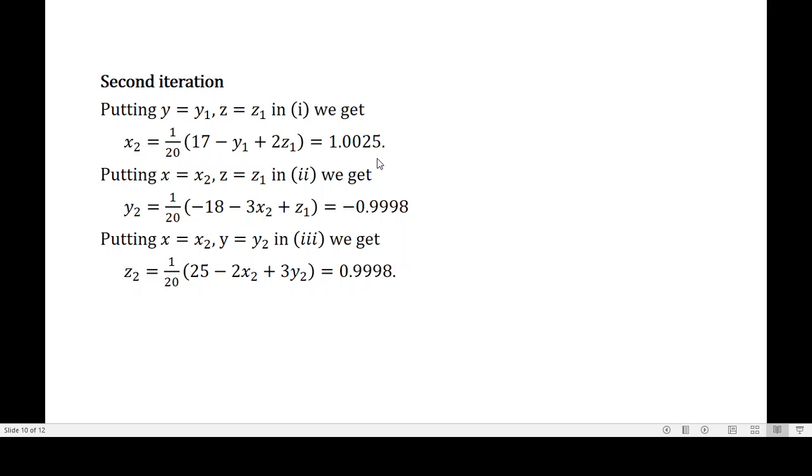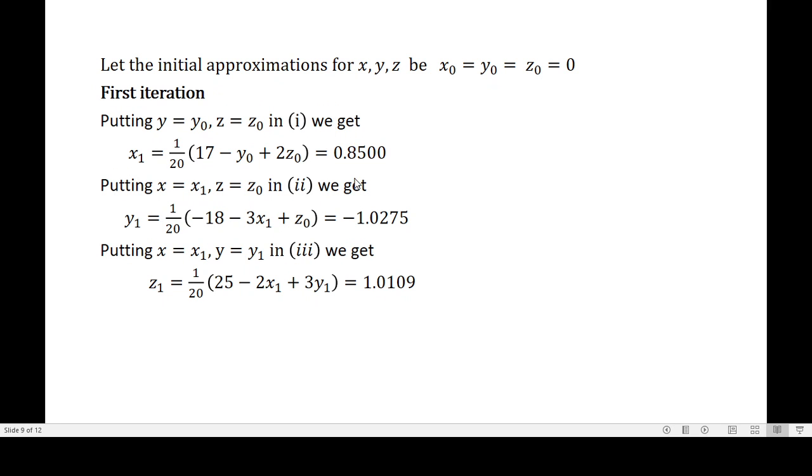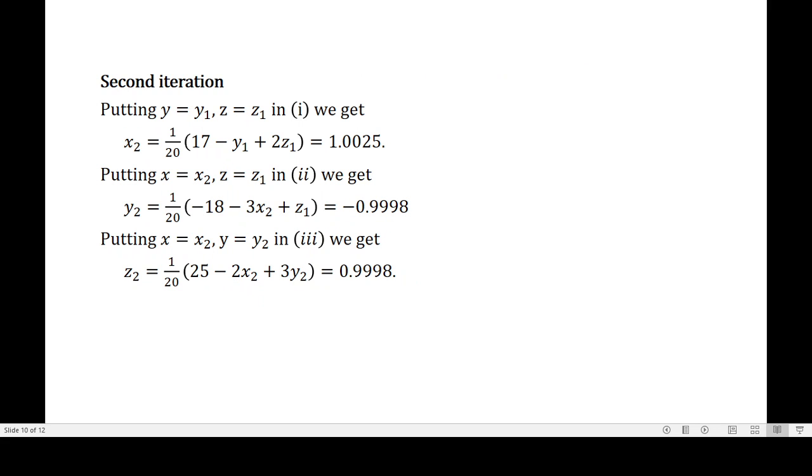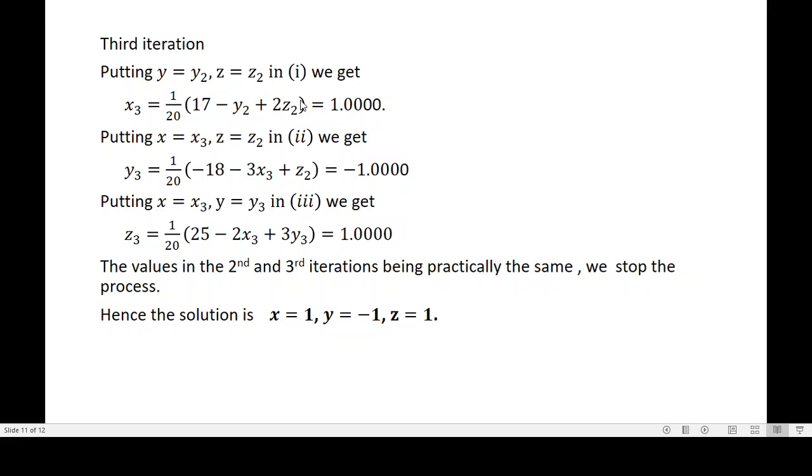Now compare the values. x2 is 1.0025 whereas x1 is 0.85. y1 is minus 1.0275. y2 is minus 0.9998. So the values are not same. We continue the iteration process. So in the next iteration, we put y is equal to y2 and z is equal to z2 in equation 1, to get x3, which is equal to 1 by 20 multiplied by 17 minus y2 plus 2 into z2, which is equal to 1.000. That is 1, isn't it?